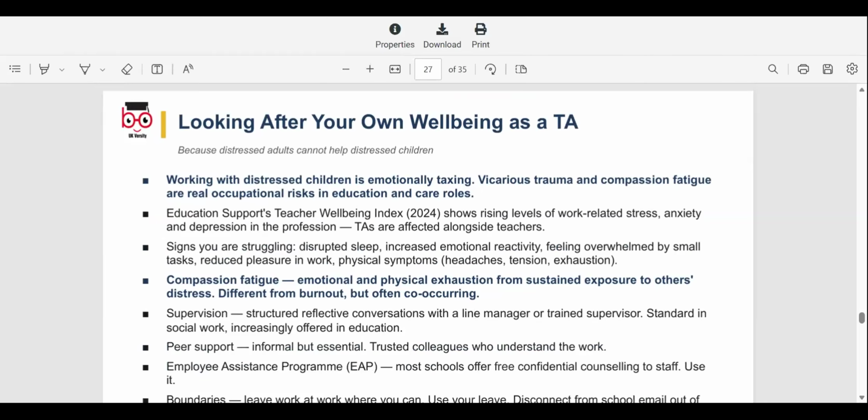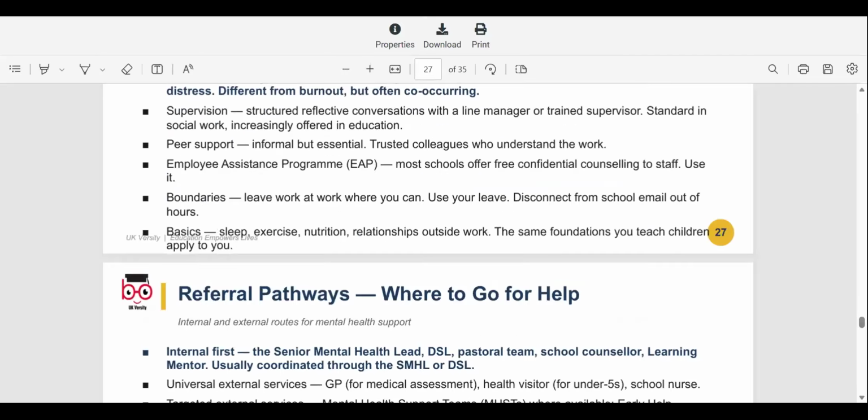You need to make sure you're looking after yourself as well, making sure you have the space for yourself. And even though the children come first, you need to self-care as a requirement. If you're struggling, take breaks, use supervision and peer support, make sure the boundaries are in place, and cover the basics: sleep and eat properly as well.